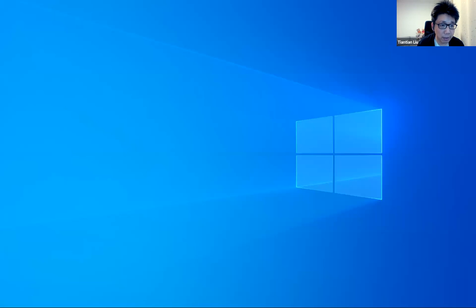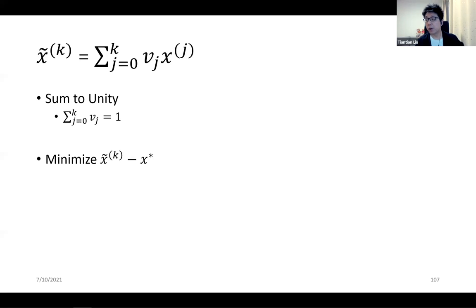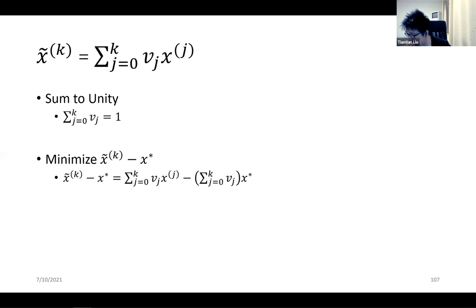And the Chebyshev one, on the other hand, is trying to directly minimize the difference between the iterate xk and the ground truth solution x star, which we don't know yet. So I need to make the derivation slightly slower. Okay, so we know that the weight in the Chebyshev approach has a constraint. It needs to sum up to unity.